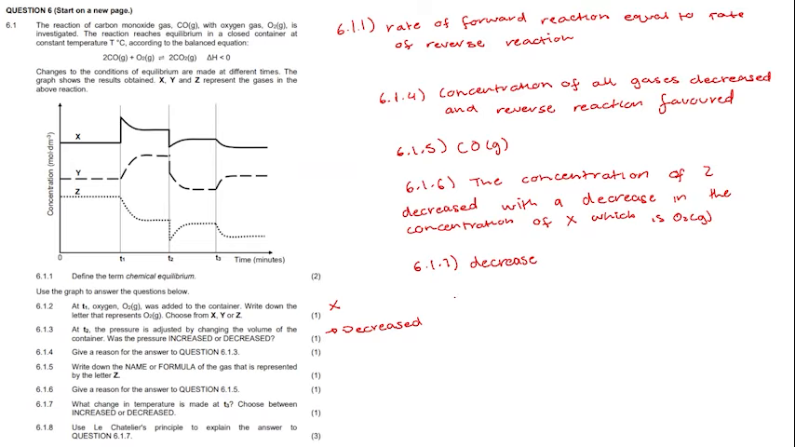Question 6.1.8. Use Le Chatelier's principle to explain the answer to question 6.1.7. We can say that the concentration of the products, in this case Y, increases, whereas the concentration of the reactants, being X and Z, decrease. This means that the forward reaction is favored. And since the forward reaction is exothermic, the temperature decreased, as a decrease in temperature favors the exothermic reaction.